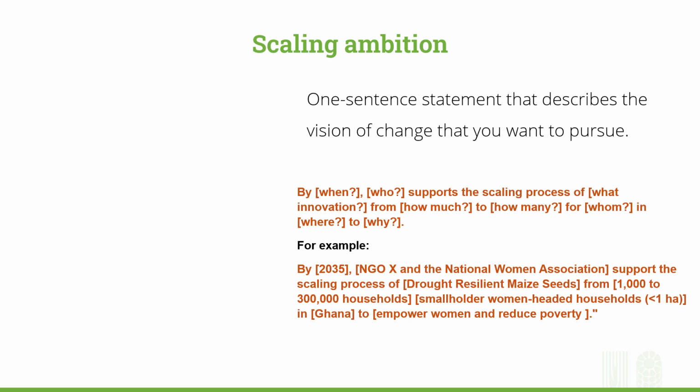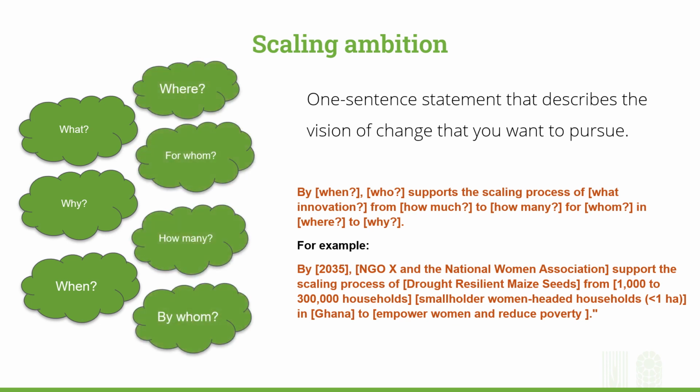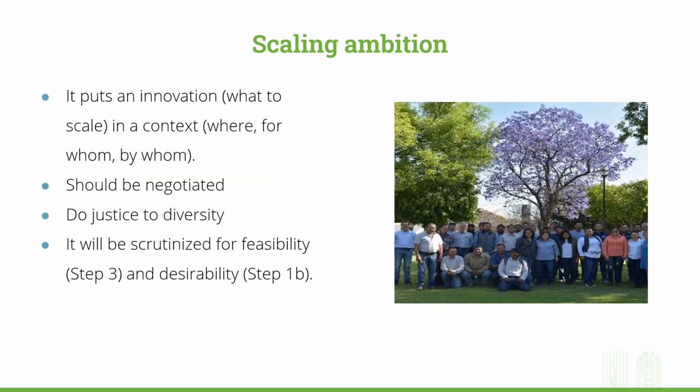The scaling ambition is a one-sentence statement that describes the vision of change that you want to pursue. Basically, you're asking what to scale, why to scale, when to scale, where to scale, for whom to scale, etc. The standard questions. And then we put them into a certain format, and then you have a scaling ambition, a sentence that describes what you want to do, for whom, etc. So it puts the innovation, the what to scale, in a context, where, for whom, by whom.